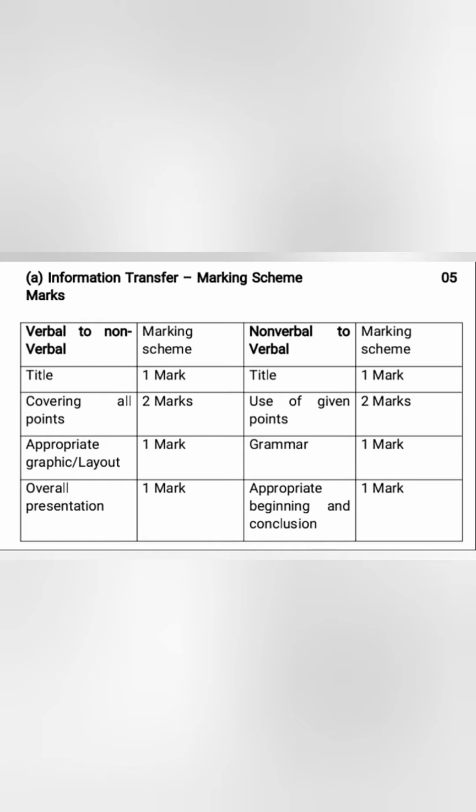Now we'll glance at the information transfer scheme of marking. Mind it well, title carries 1 mark, covering all points carries 2 marks, appropriate graphics or layout carries 1 mark, and overall presentation carries 1 mark. So mind it well that presentation is the key to solving the information transfer. Our information transfer should be very clean and very readable, so we have to be careful while writing it.